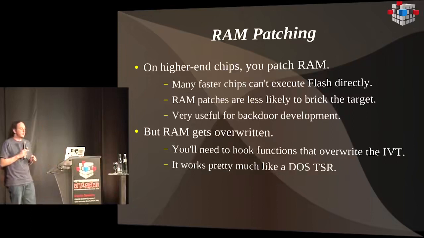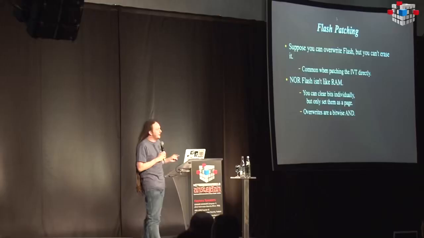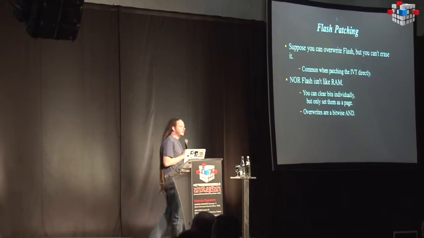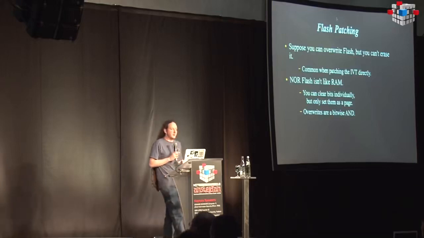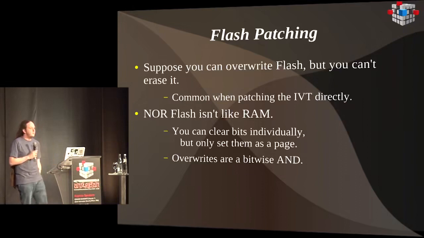Now, on a higher-end chip, you would patch RAM. So, because many of these chips can't execute flash directly, they copy everything into RAM, and then you just patch RAM. This works just like a TSR would in MS-DOS, and all of your traditional hooking functions work. But when you're patching flash, it's different, because there are cases in which you can overwrite flash, but you can't erase flash. This is common when you're trying to patch the interrupt table directly, because all hell breaks loose if the interrupt table is in flash memory. You can't move it and you erase it, because at that point there are no valid interrupts and you've bricked the chip.